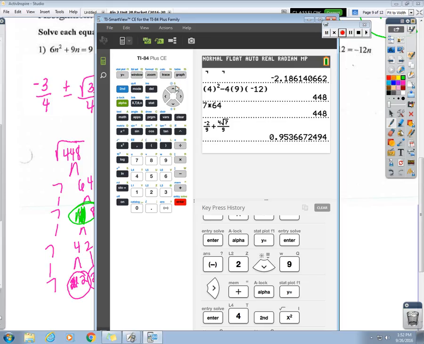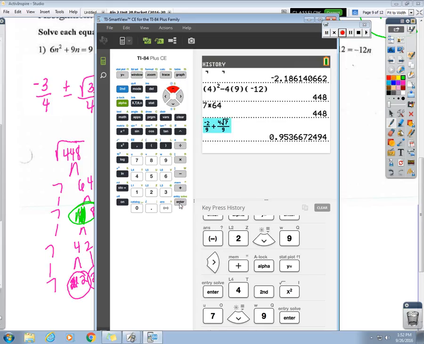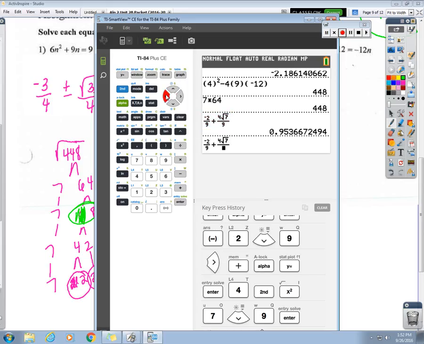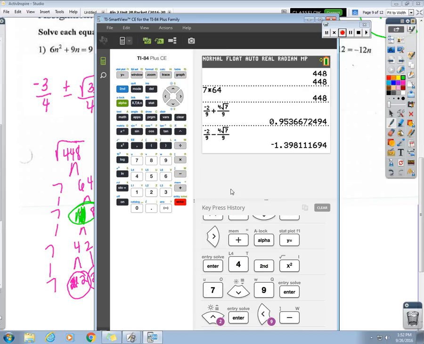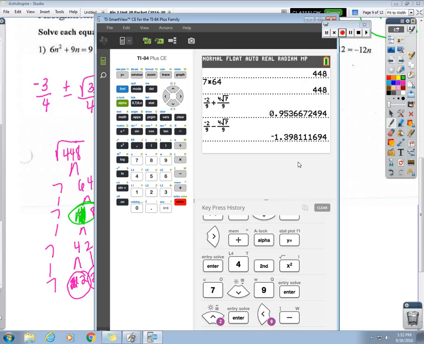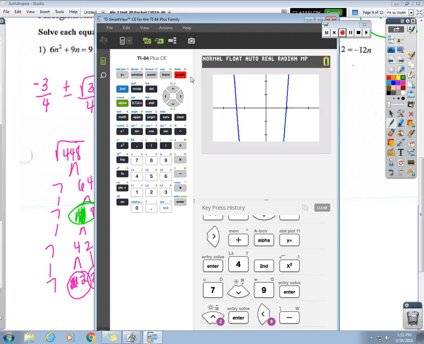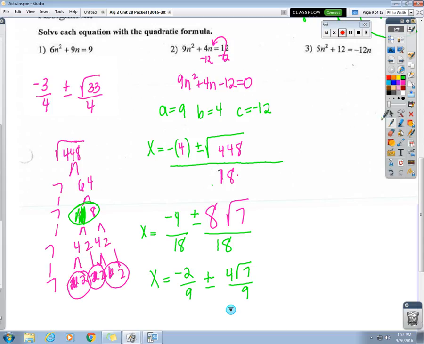Now I'm going to type it in with a minus. So instead of typing that all again, I'm just going to copy and paste and replace that plus sign with a minus. And my second solution is negative 1.39. So 0.95, negative 1.39. Doesn't that look about 0.95? And that looks about negative 1.39. So see, that means you did it right. Okay, go ahead and try number 3.